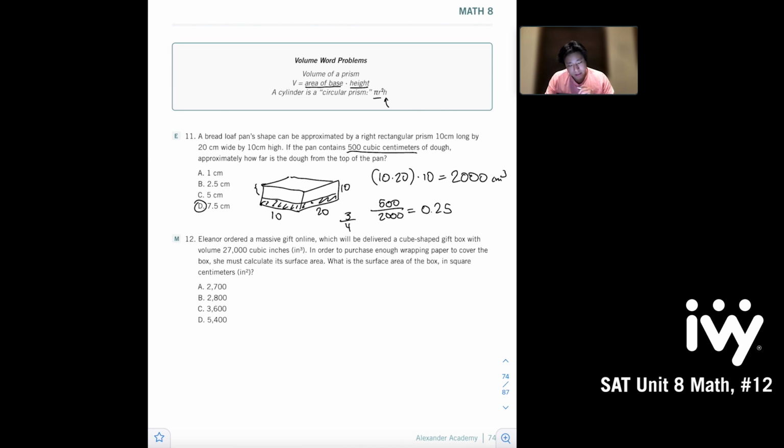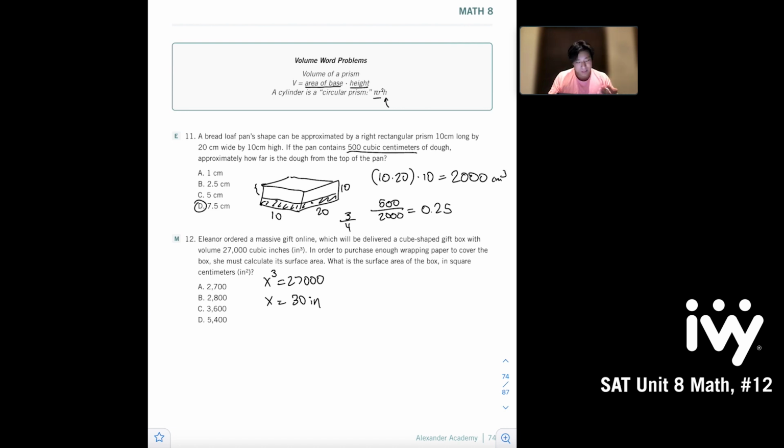So, since we have a cube, the volume is going to be its side length cubed. Assuming that each side of the box is x, x cubed should equal 27,000. Which means x, if we take the cube root of 27,000, is just going to be 30 inches. So it's a 30 inch by 30 inch by 30 inch box.